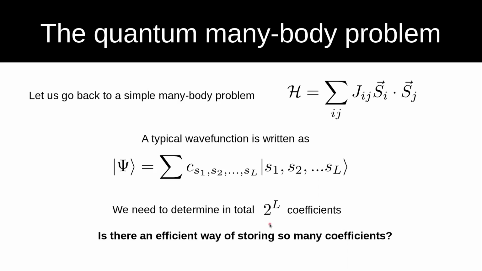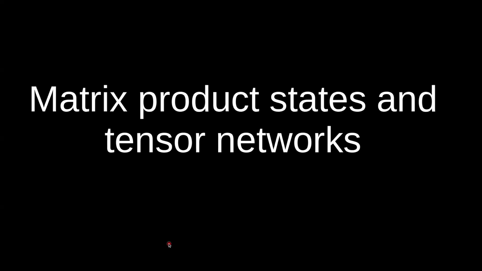So the actual trick to deal with these many-body wave functions is to come up with some way of storing all these coefficients, or at least storing a good approximation to these coefficients. And this is what tensor networks and neural network states do.